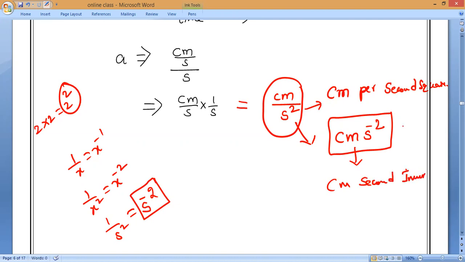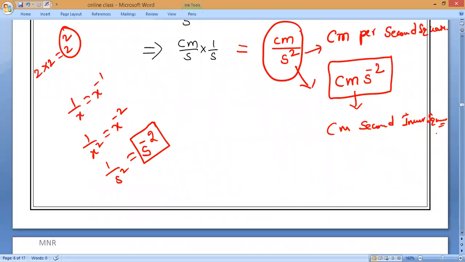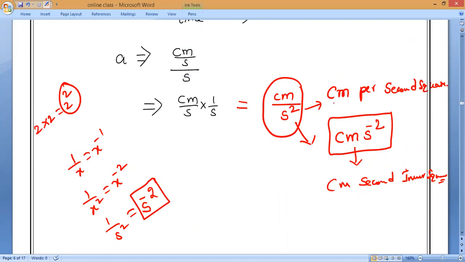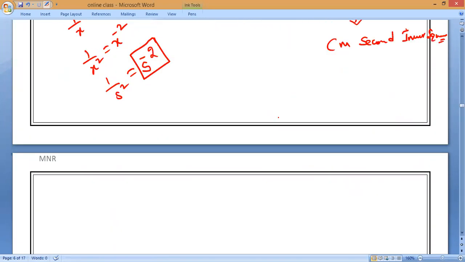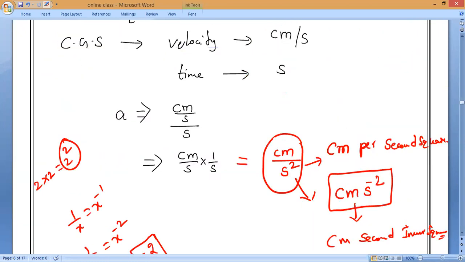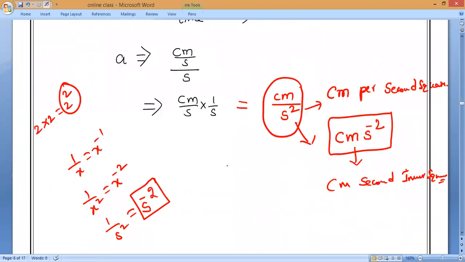Centimeter second inverse square. It is correct. Inverse means minus. So centimeter second inverse square, we used to call it the CGS unit of acceleration. So, centimeter per second square. Any doubt, guys? How do you read this one, Danishka? Centimeter per second square. That's all. Now, is it completed, guys? Everybody respond. Yes, sir.